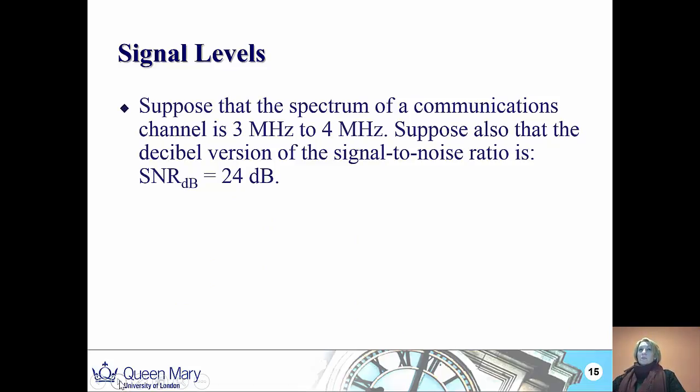So as an example of a question which may be asked in this respect, suppose we have a spectrum of a communications channel which is 3 MHz to 4 MHz. Suppose also that the decibel version of the signal to noise ratio is 24 decibels. Okay, so first of all we need to convert our signal to noise ratio from the signal to noise in decibels.